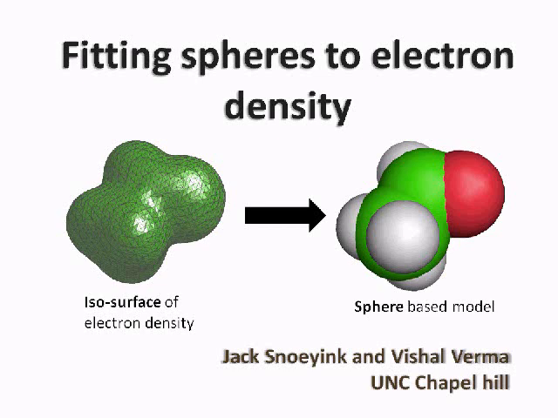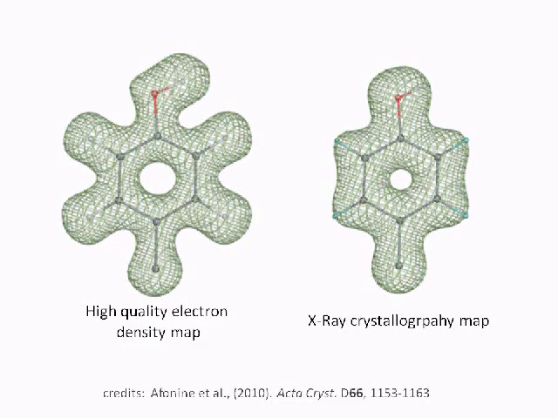In this video, we describe a method of fitting spheres to isosurfaces of electron density. We consider this problem because applications like protein folding and docking prefer models where atoms are perfect spheres, while tools that determine structure of proteins generally produce electron density maps.